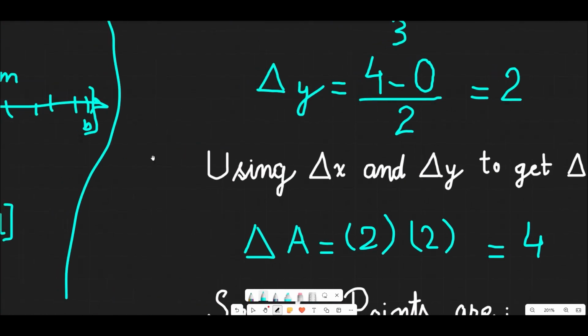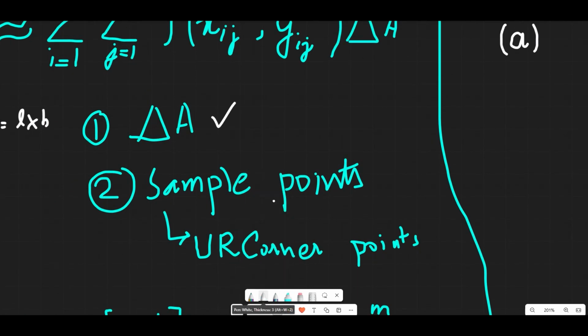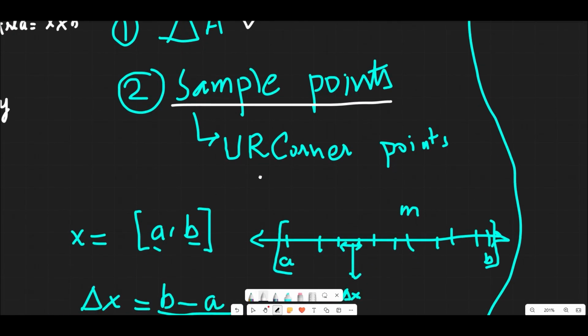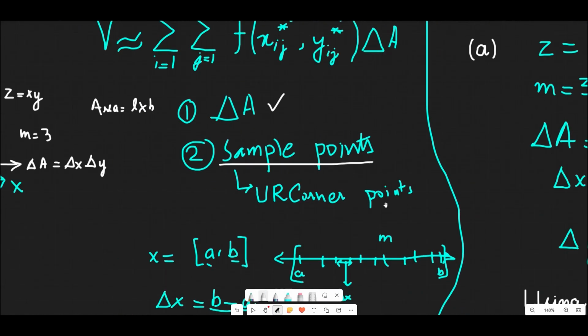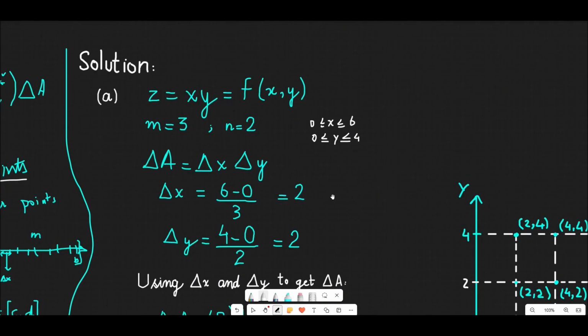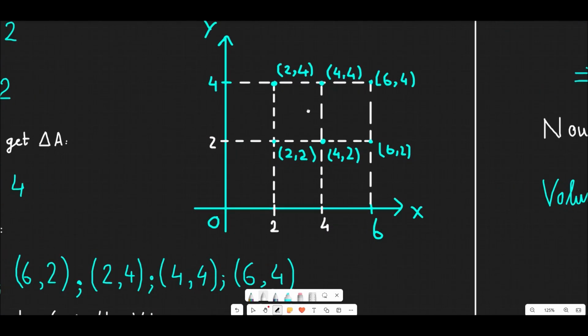Now we'll have to calculate the second thing. The first thing has been calculated, which is delta A. Now the second thing we have to calculate is our sample points. Our sample points should be the upper right corner points of every rectangle we have made. The upper right corner points, it's not clear here. I'll explain it in the graph I have made before. Let's see this visual explanation for clarity.